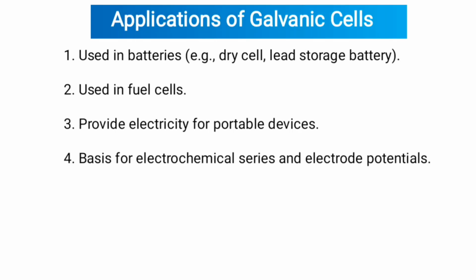Now, applications of galvanic cell. The first one is used in batteries like dry cell, lead storage battery. And the second one is used in fuel cells. And the third one is providing electricity for portable devices. And the fourth one is the basis for electrochemical series and electrode potential.